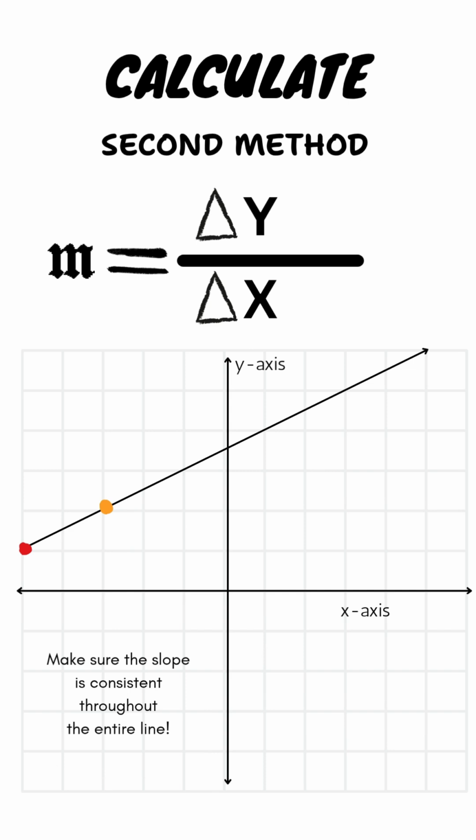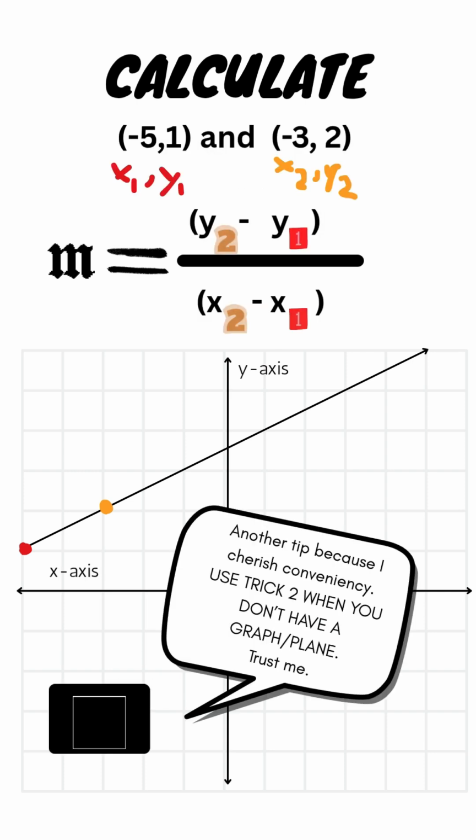Another method is to use when you don't have a grid. You're going to take 2 points, and whichever one appears first is going to be the first point. You're going to take both points' y values and subtract them. Second point y minus first point y, divided by the second point x minus first point x. Let me show you an example.